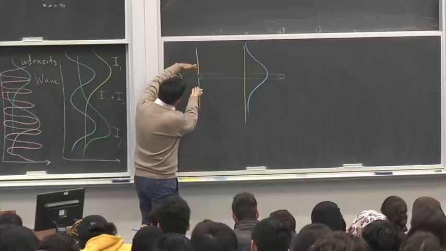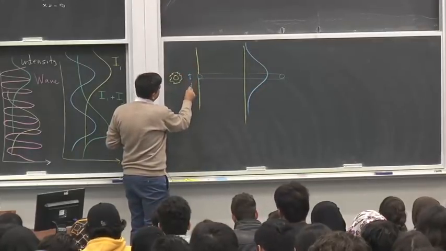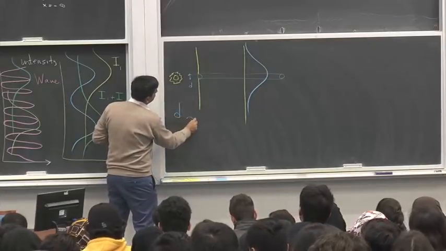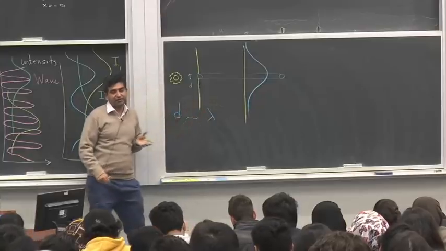If this slit is small, how small? This width of the slit, D, has to be of the order of the wavelength. I will get a pattern of this kind only if this condition is satisfied.